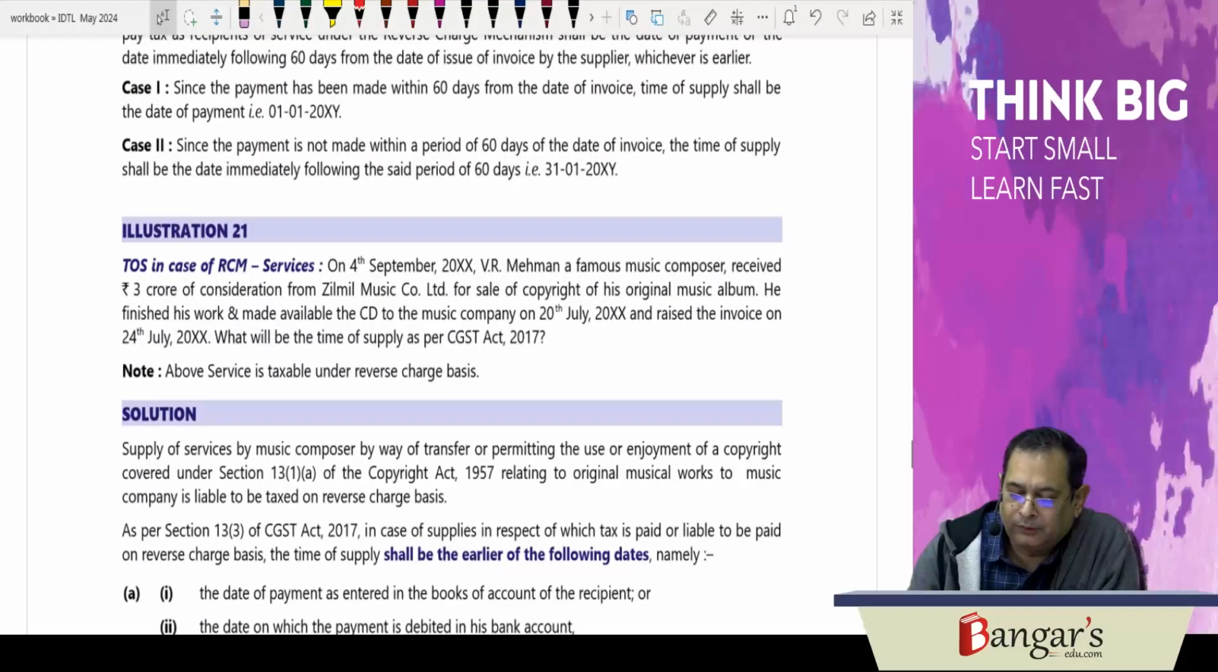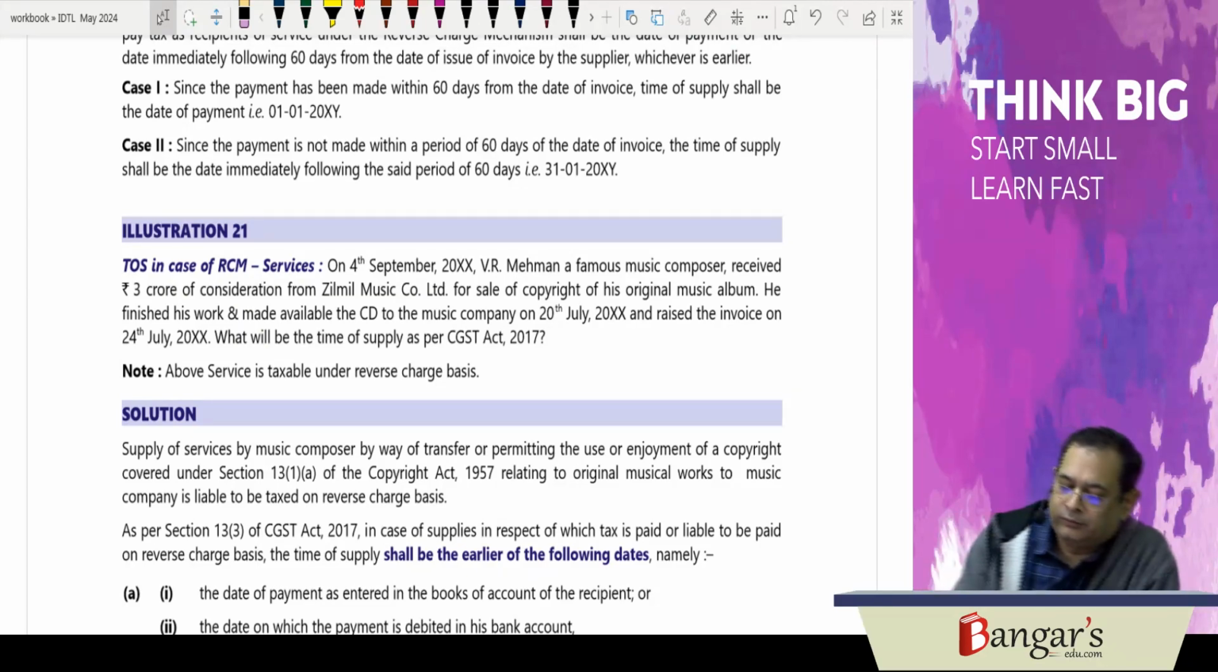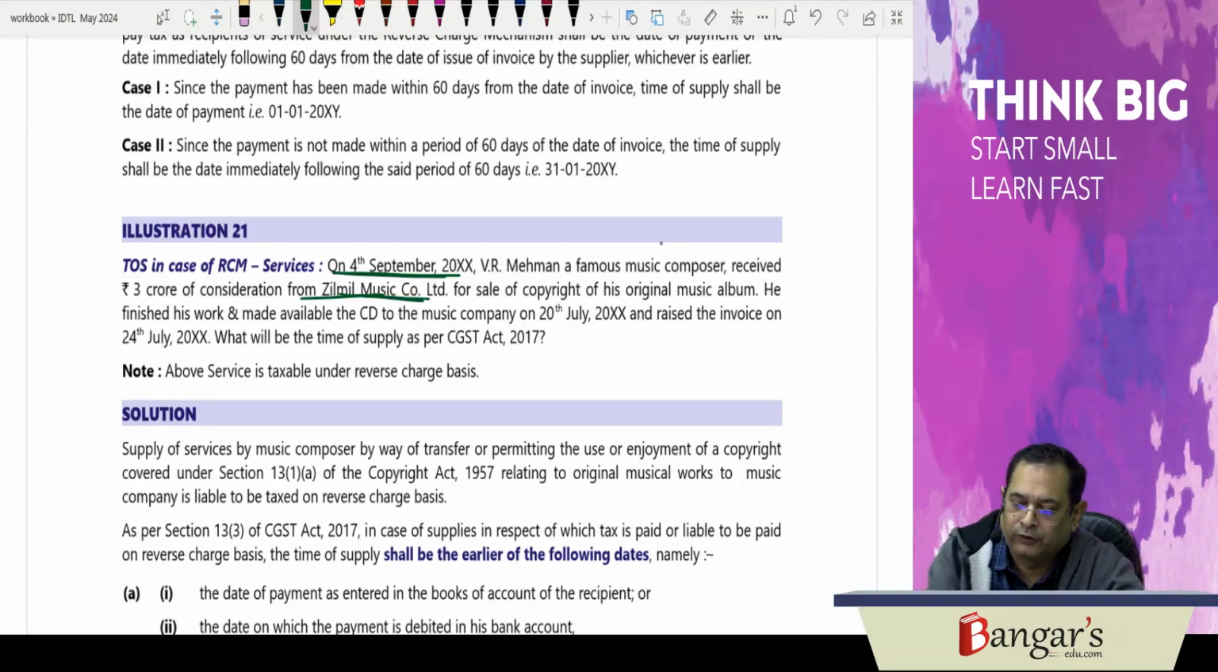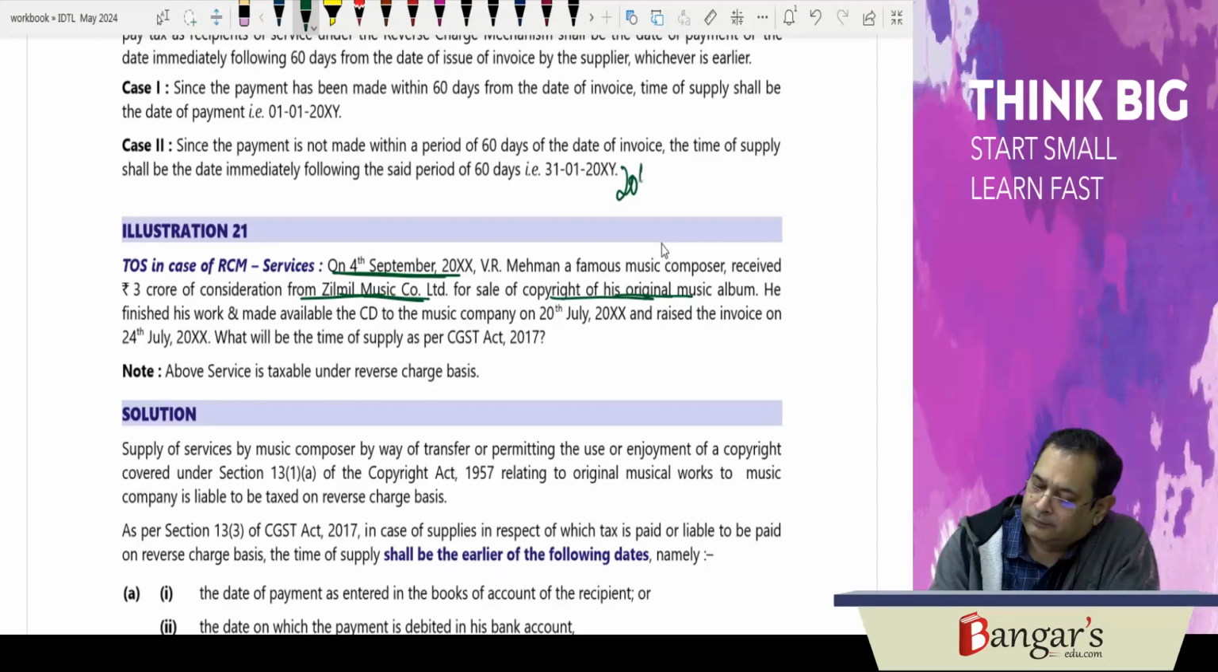On 4th of September, V.R. Mehmam, a music composer, received rupees 3 crores as a consideration from Jhilmil Music Company Limited for sale of his copyright of his original music album. He finished the work and made available the CD to the music company on 20th of July.